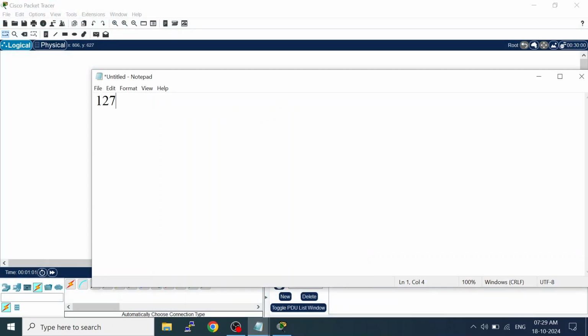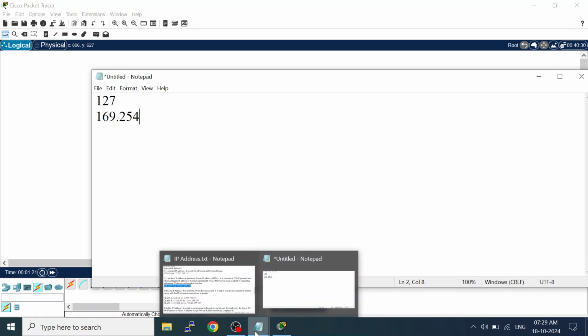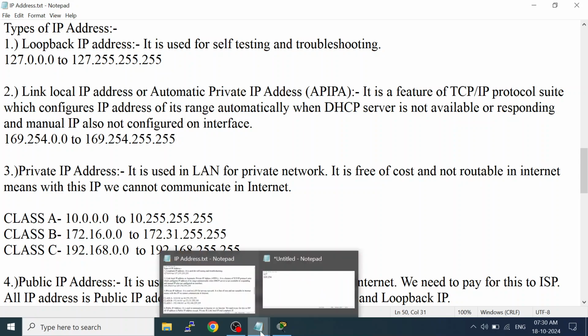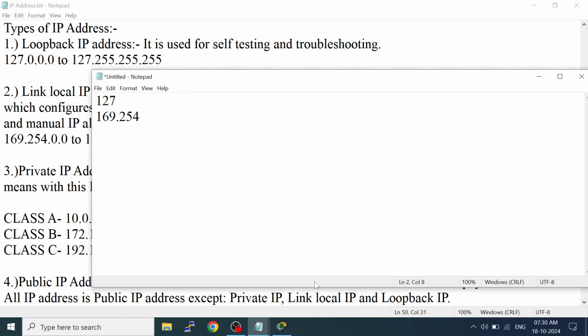So how will we identify any IP address which starts with 169.254? Not only with the 169, 169.254, because it is class B, so two blocks will be matched. Okay. So if it starts from 169.254, we will say it is a PIPA IP address, and we don't configure this range IP manually. So it is also invalid for us to configure. Understood? So if it is 127, loopback; 169.254, then a PIPA.